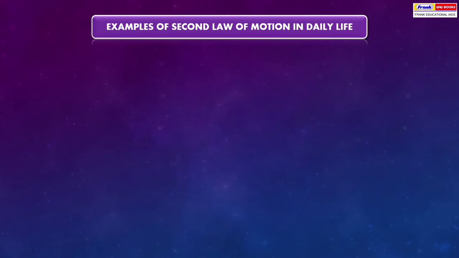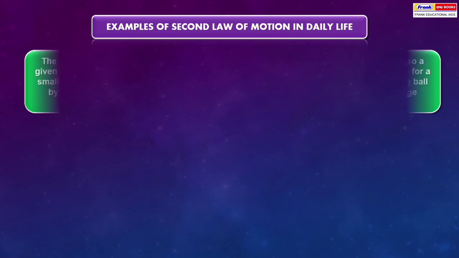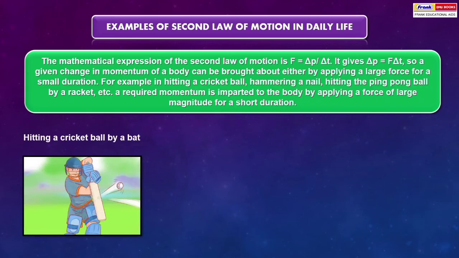Now coming to the examples of the second law of motion in daily lives. A few examples we can see: hitting a cricket ball by a bat, but first we should understand the concept of why it happens. So the mathematical expression of the second law of motion is F equals delta p by delta t. It gives delta p equals F into delta t.